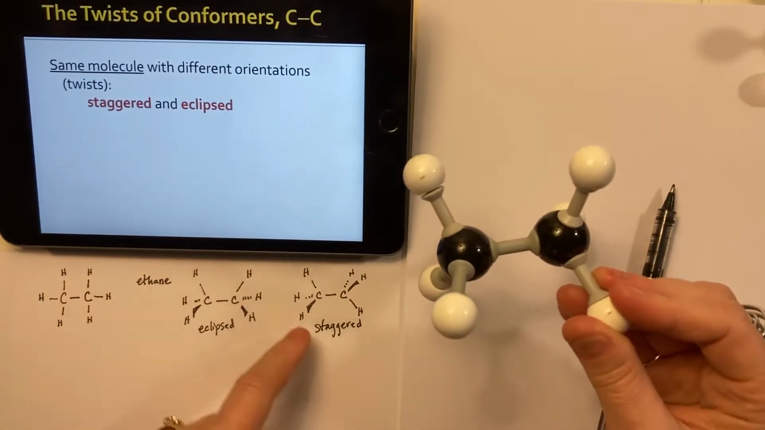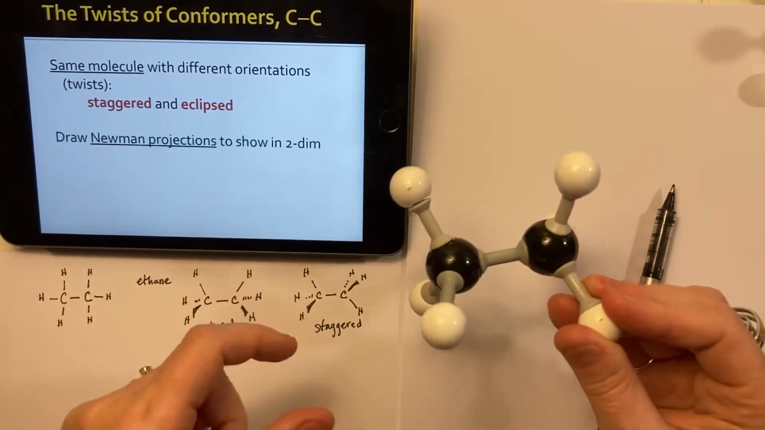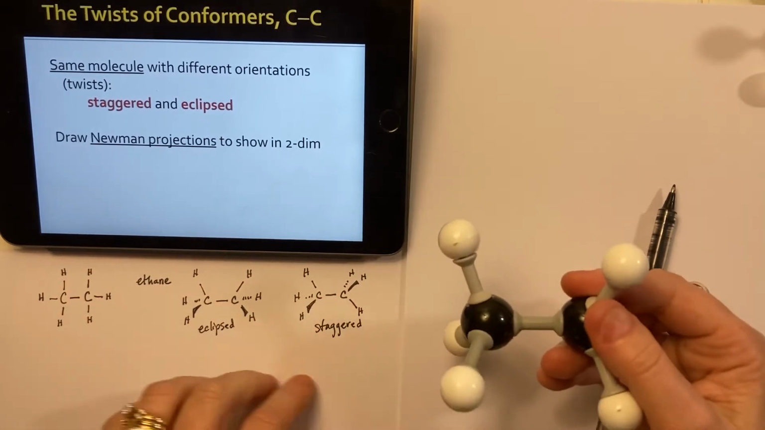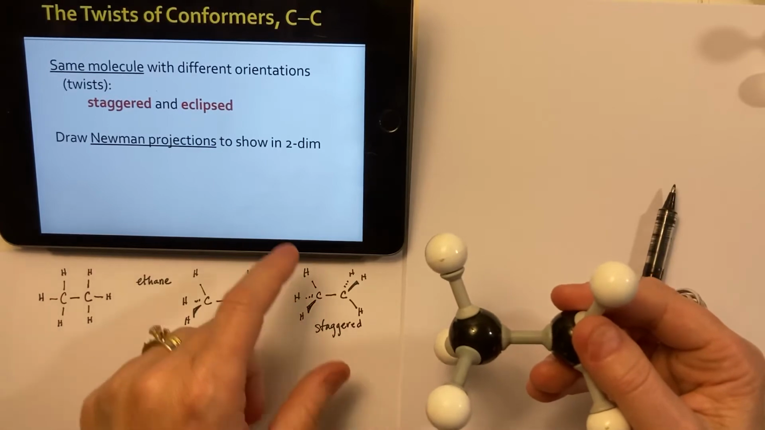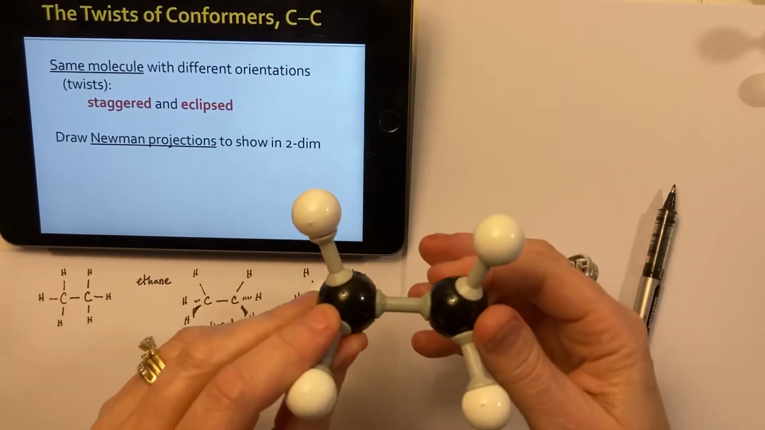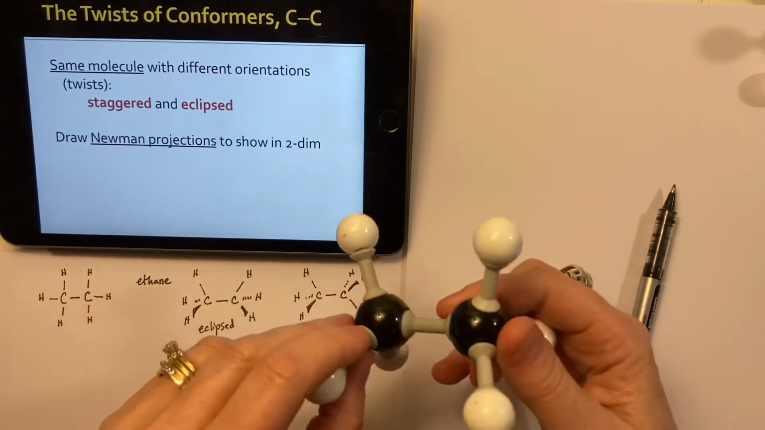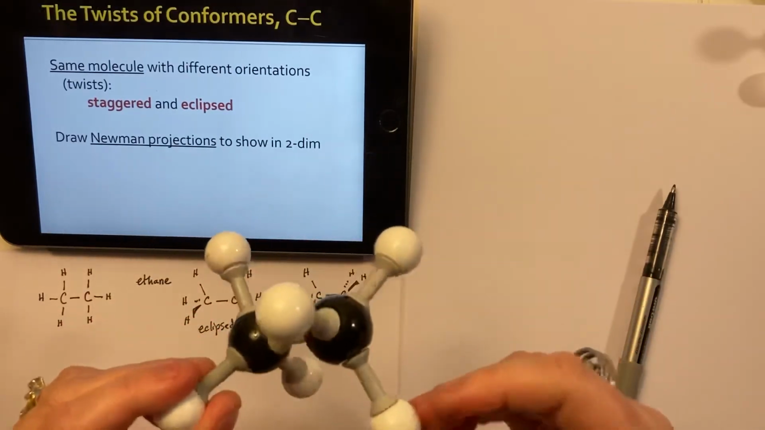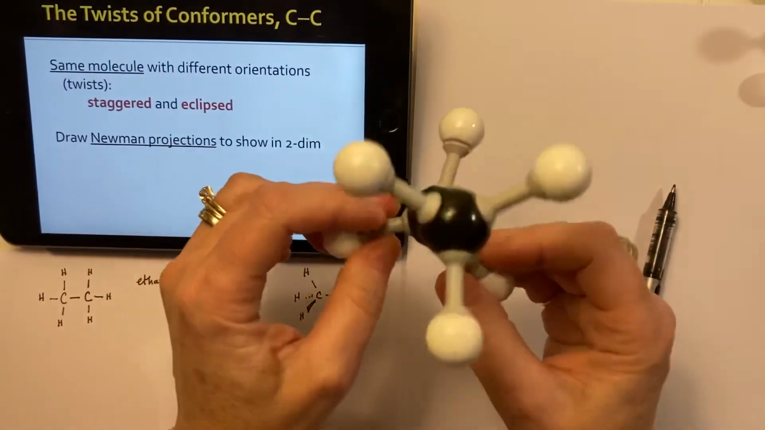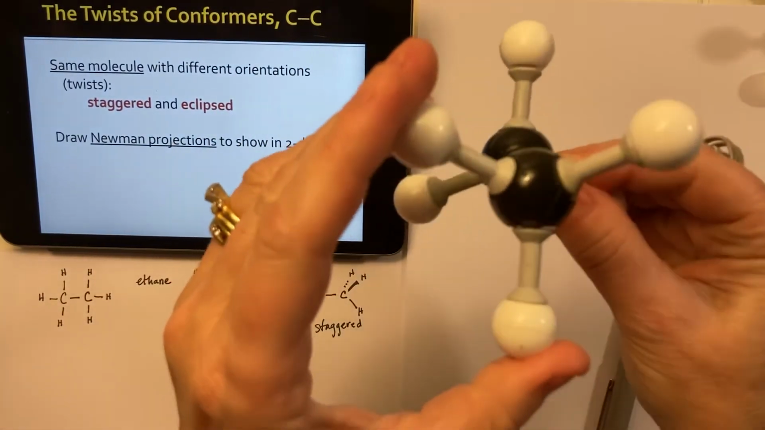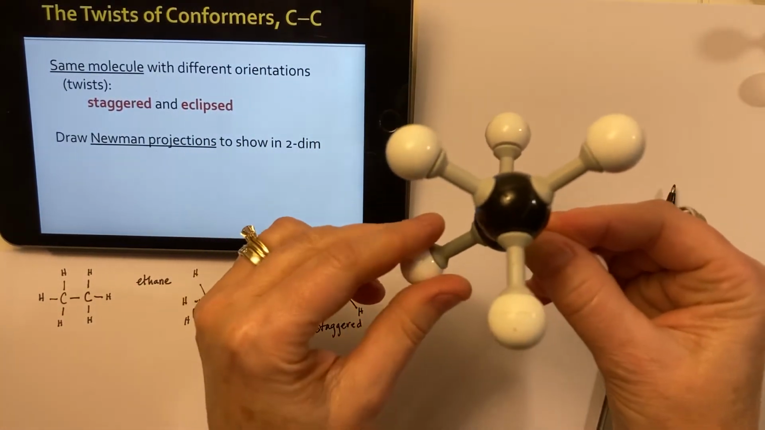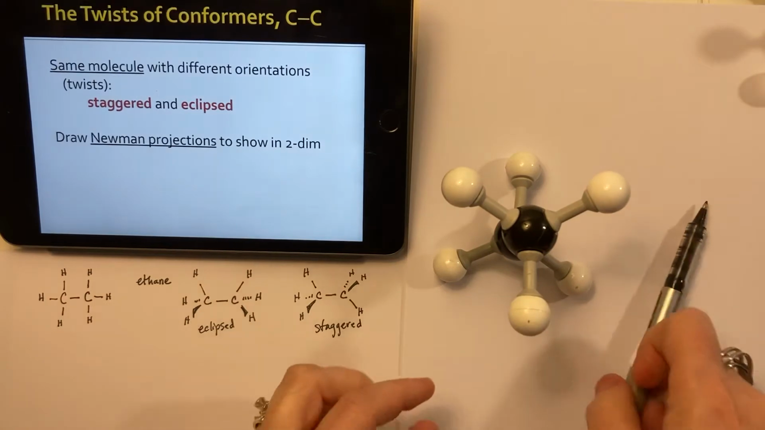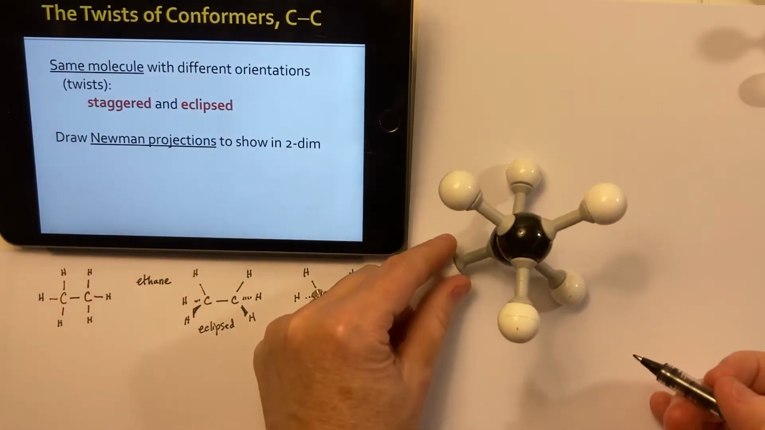We actually have another drawing tool to represent eclipsed and staggered, and that's something called a Newman projection. Because we're drawing in a 2-dimensional world here on the paper, I'm taking my 3-dimensional object and I'm going to project it to make something 2-dimensional. So I'll start with this staggered conformation. And the projection is, take a look at it down the carbon-carbon bond. So we want to look at it like this, I'm trying to hold it up right. And notice how it is going to project flat onto the paper. And so I'm going to draw that.